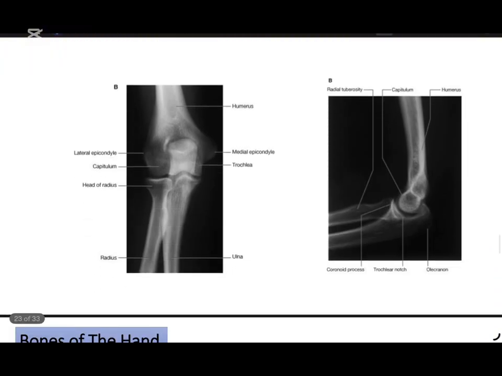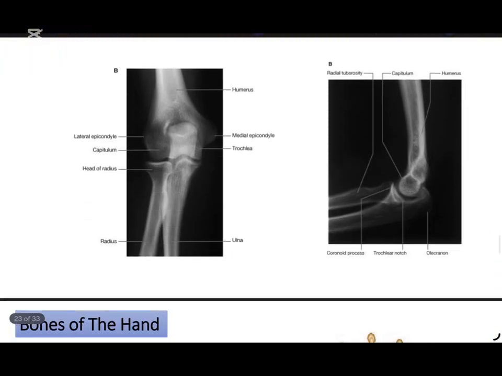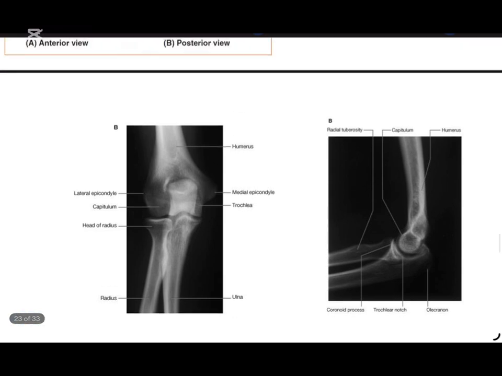Let's have a look at these X-rays. Let's see what we can notice in this area. What is this part? Humerus, which part? Distal end, right? So this is the distal end. What about this fossa here? Coronoid. Olecranon. And this is posterior. So what is this process? Yes, this is the olecranon process of the ulna.